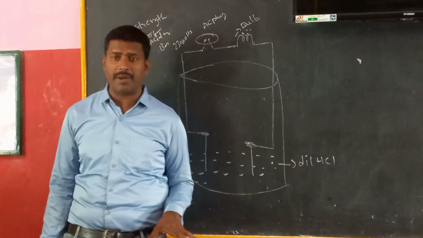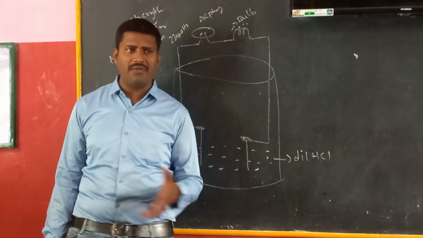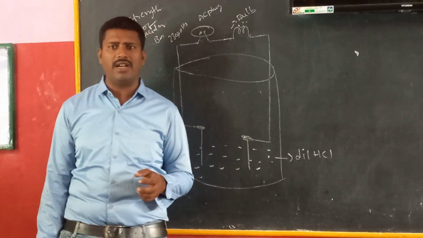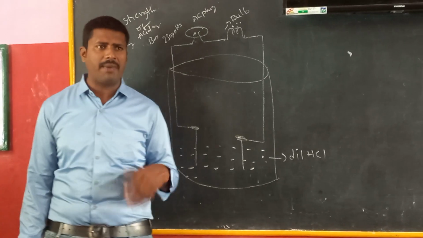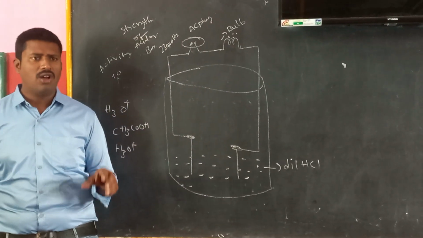Carry out the same experiment with a base, then we can decide whether it is a strong base or a weak base. Try with sodium hydroxide and try with ammonium hydroxide. Hence we conclude that sodium hydroxide is a strong base when compared to ammonium hydroxide.